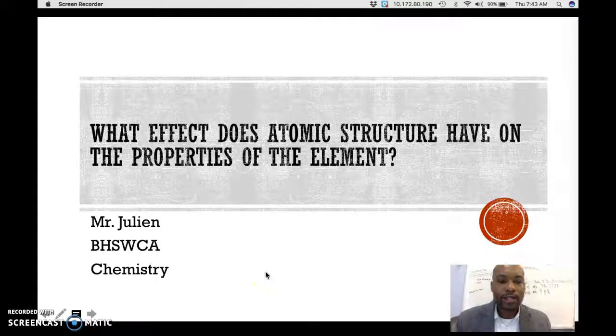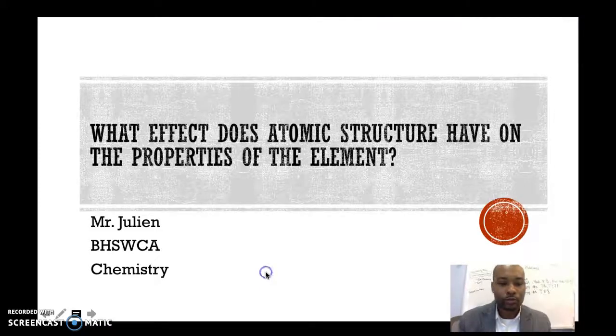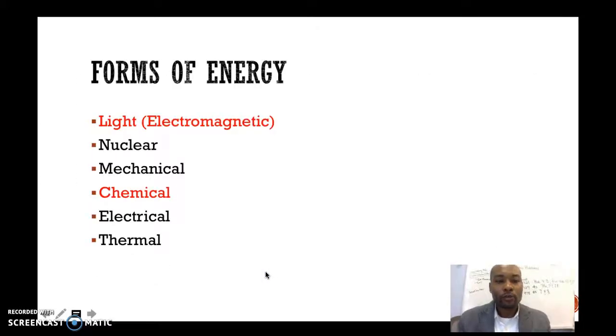Today we're going to take a look at the effect of atomic structure on the properties of an element. So we're going to see exactly how this works. So first we should talk about the different forms of energy.